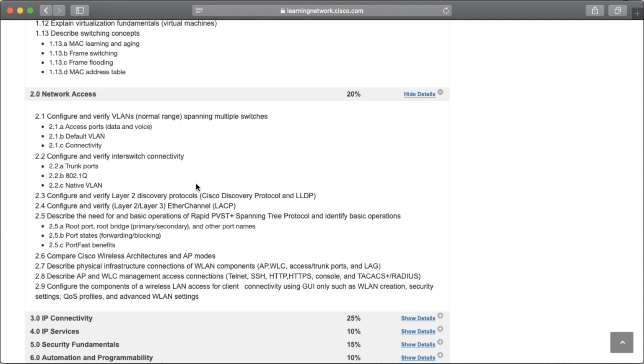We're going to look at the exam blueprint very carefully, and we're going to look at that language that's used in that blueprint, and we're going to zero in on those configuration, verification, and troubleshooting type tasks.